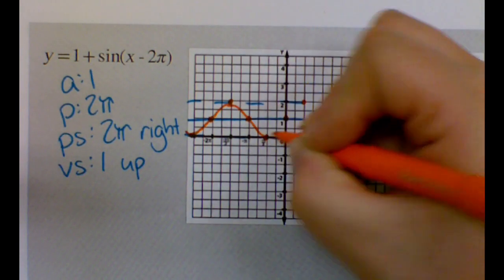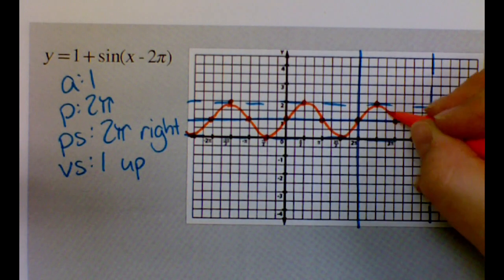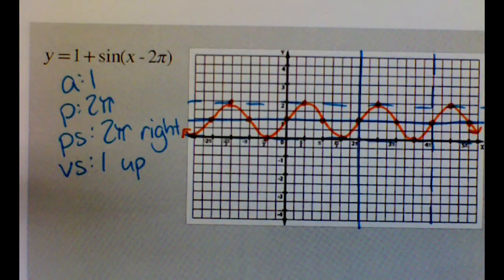With this one, notice that if I had not done my phase shift, my answer would look exactly the same. If I scooted over an entire period, it's going to look exactly the same.